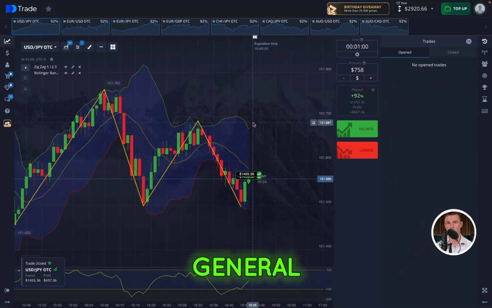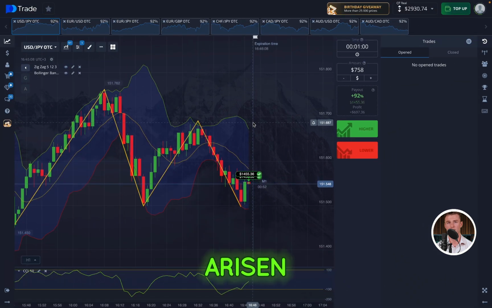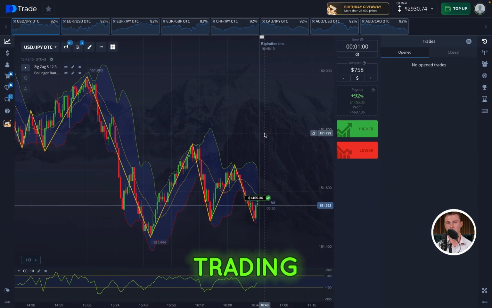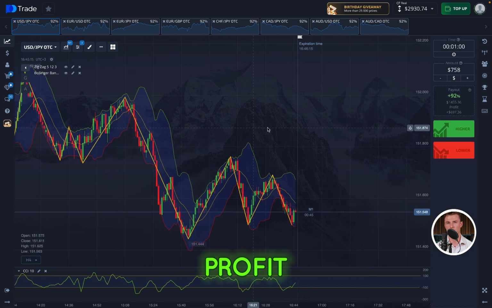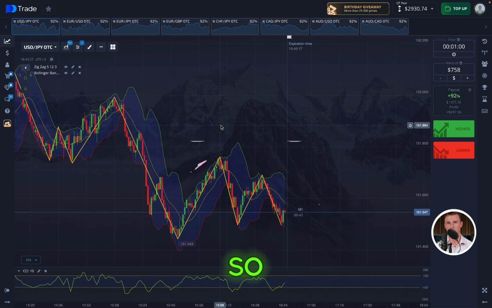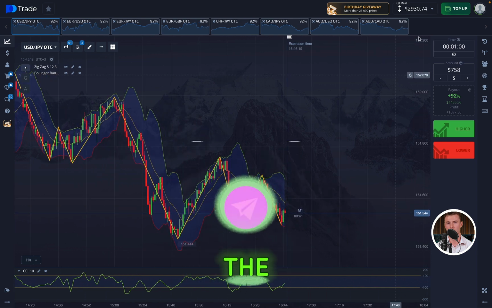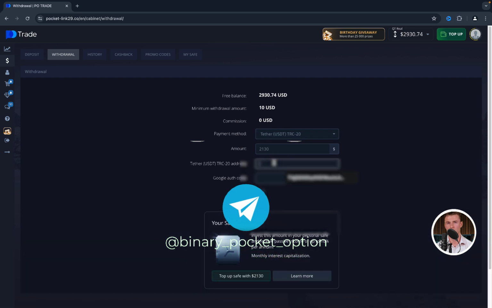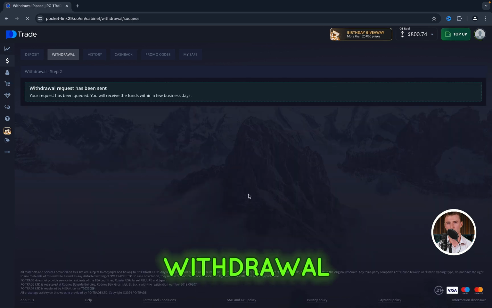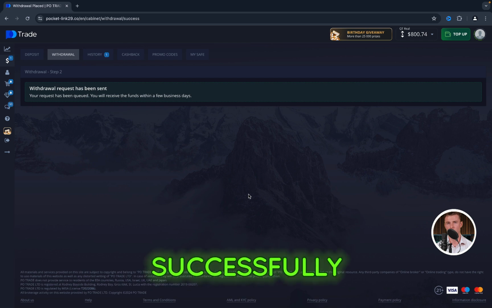In general, nothing complicated has arisen. An excellent, excellent trading result. For today, literally 3 trades have a good profit. I do not want to lose it, so I will proceed to the withdrawal. The profit amount will be 2130. The withdrawal operation is being successfully performed.